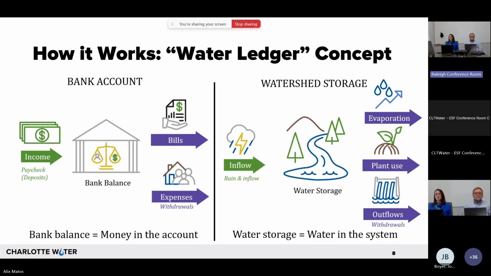They're tracking those inflows from precipitation, as well as stream inflows or wastewater returns. And they're also tracking the outflows. And those might be due to evaporation, or plant use, dam releases, or withdrawals from the system. And over time, the differences between those inflows and outflows is the amount of water that's stored in the system.